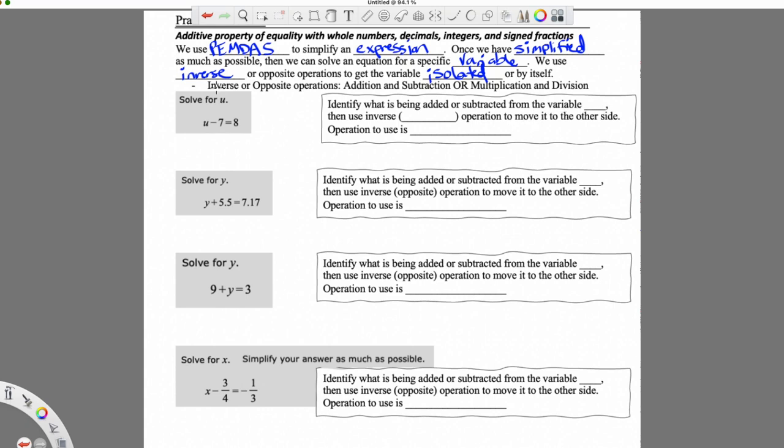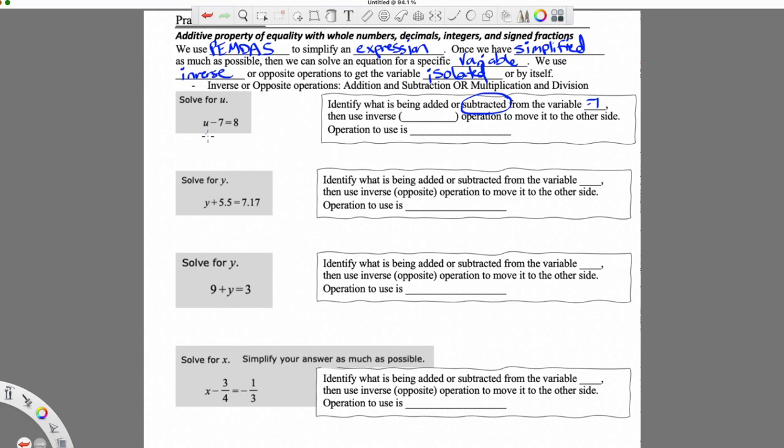If we look here, this is the little hint box on what we're going to be doing. We have: solve u minus 7 equals 8. So we're subtracting 7, right? The 7 is being subtracted from the variable. I don't want to say negative 7 is being subtracted, because that's switching it to a double negative.